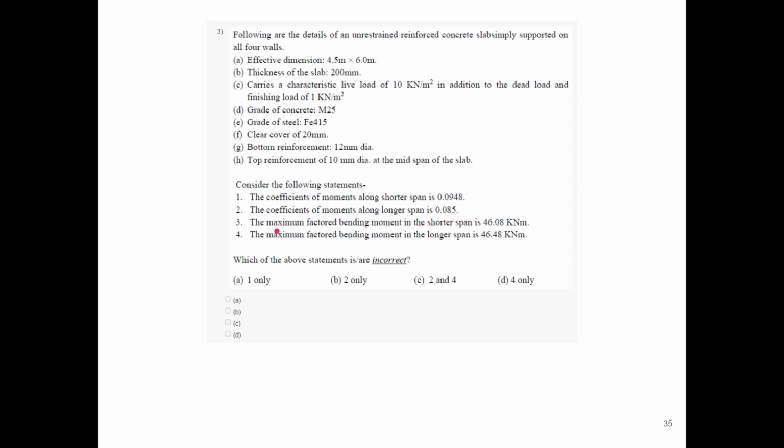Third statement, the maximum factored bending moment in the shorter span is 46.08 kilonewton meter. And fourth statement, the maximum factored bending moment in the longer span is 46.48 kilonewton meter. Okay, so we need to find out which of the statements are incorrect. Okay, so let us see.